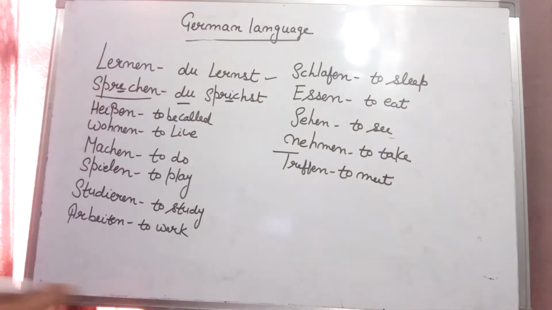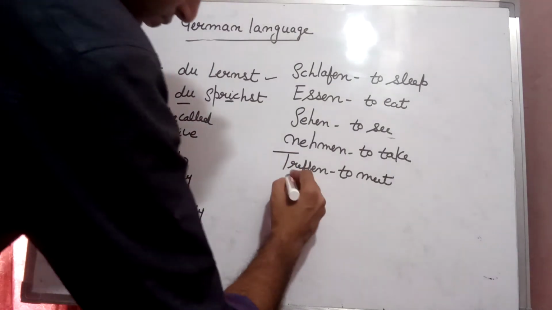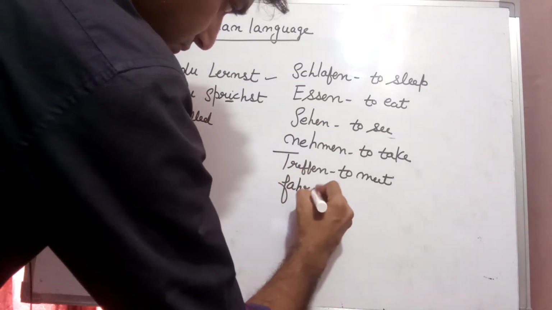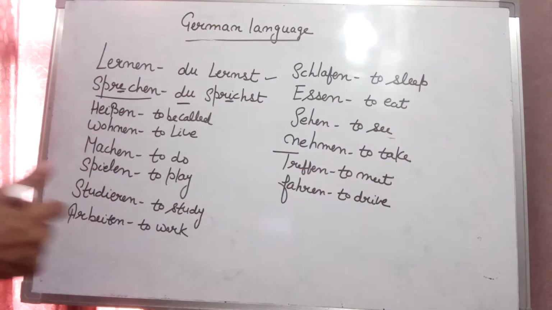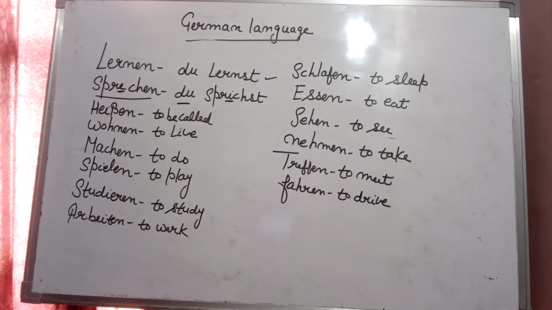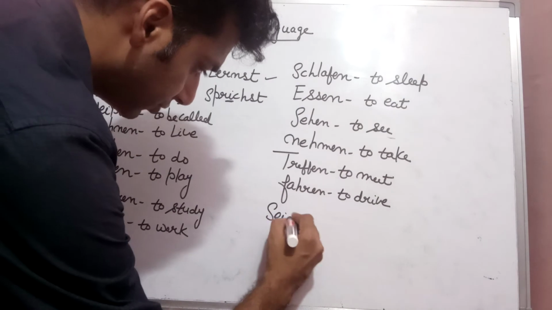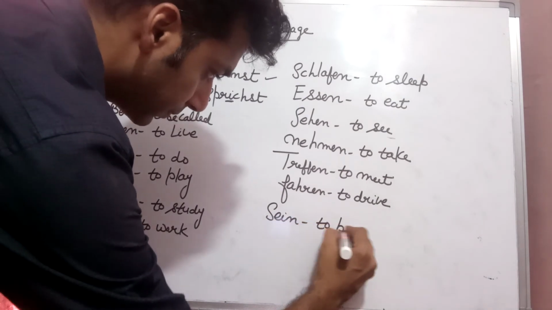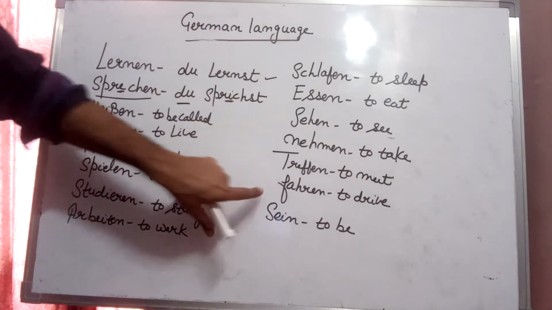So these verbs you have to understand, okay? So the next verb is fahren. Is to drive. So the next verb we have is a very important verb, that is sein. Sein is to be. Okay, so pen down please. Lernen, sprechen, heißen, wohnen, machen, spielen, studieren, arbeiten, schlafen, essen, sehen, nehmen, treffen, fahren and sein.